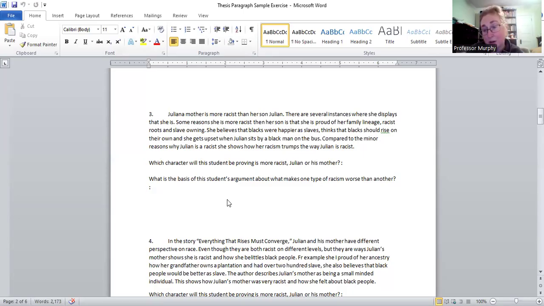Okay, so which character are we arguing is more racist? Julian's mom. We know that. Why is her racism worse than his? We don't have an answer to that, do we? It's just like Julian's mom's so bad. But that's not a comparison. That's not telling me why hers is worse than his. We have that kind of compared to minor reasons. That's not an argument yet.